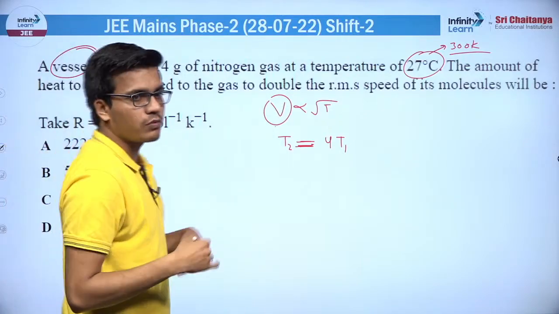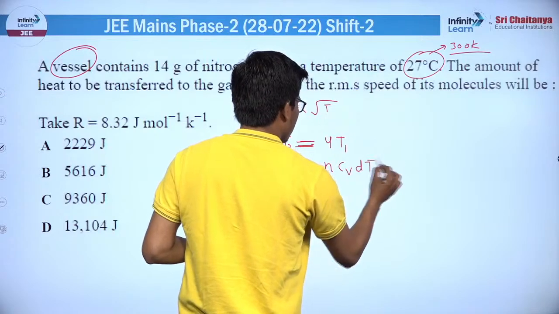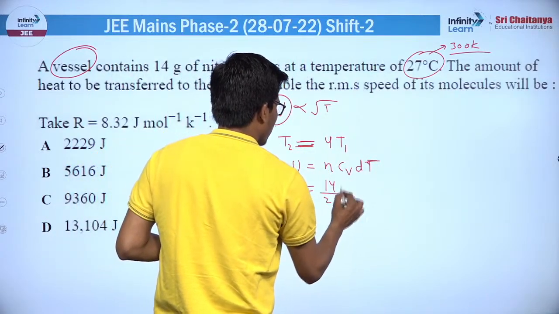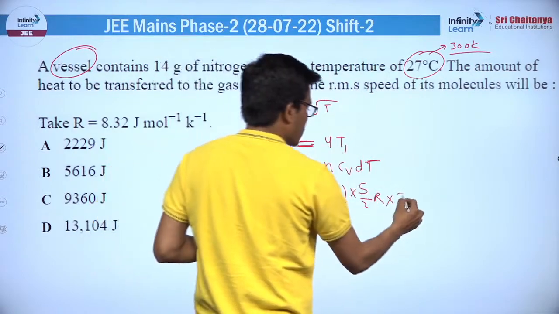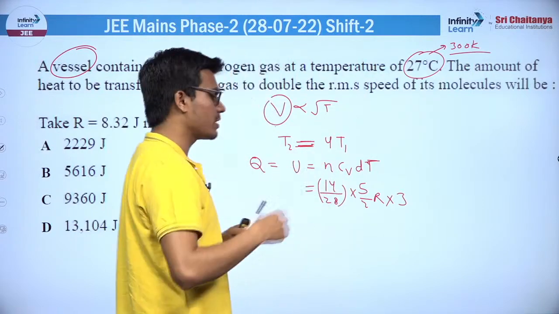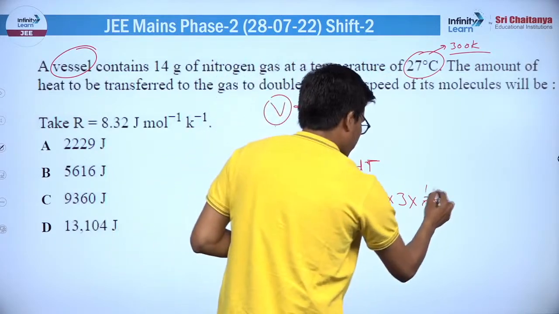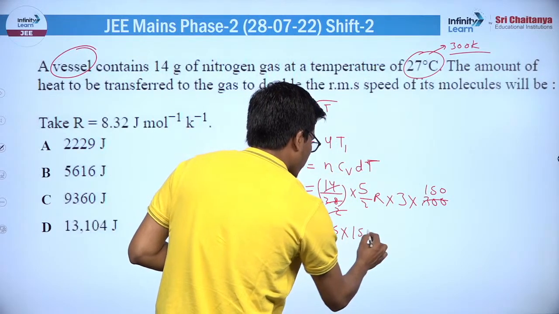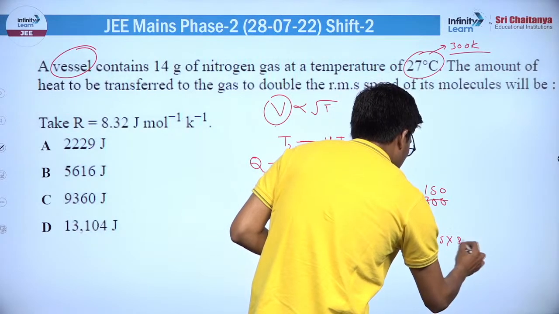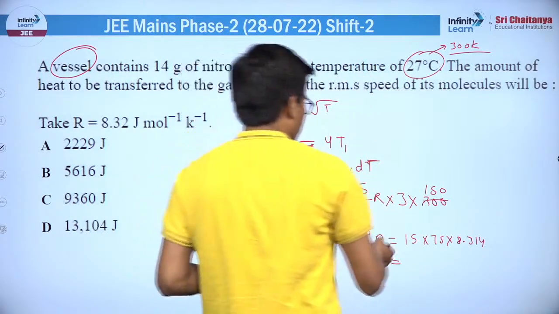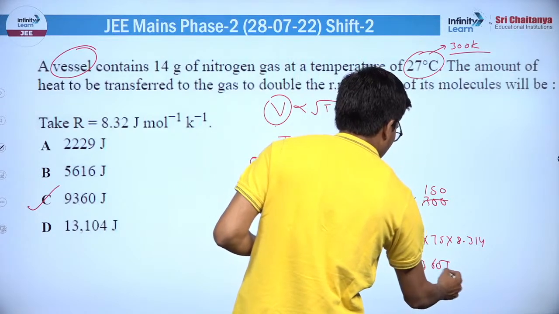Everything is happening in a vessel, so volume is constant, which means work done will be 0. So Q by first law you can write delta U, and delta U is n Cv dT. Can we find the number of moles? 14 gram is there, so number of moles will be 14 by 28. And nitrogen is there, so it's a diatomic gas, which means 5 by 2 R, and dT is 3 times the initial, right? Final is 4 T1, initial is T1, so the difference will be 3 T1, 3 into T1 is 300. Alright, so this is 2, 150, so it will be 15 into 150 divided by 2 into R. Okay, so 15 into 75, R value is 8.314 in SI unit. So if you do this calculation, it will be 9360 joule.